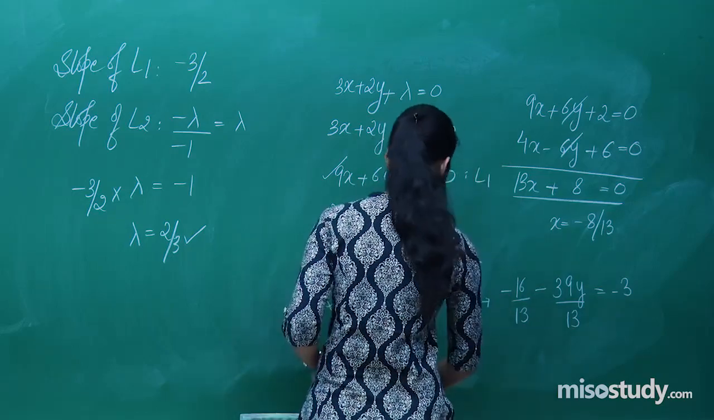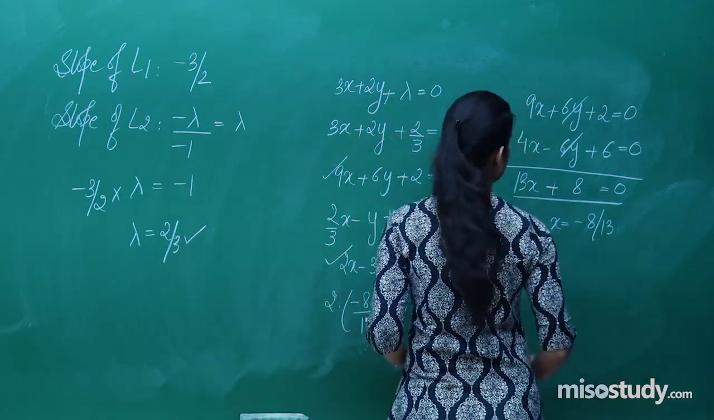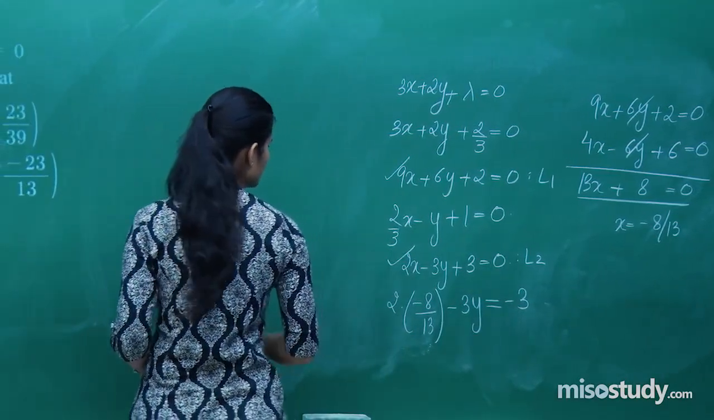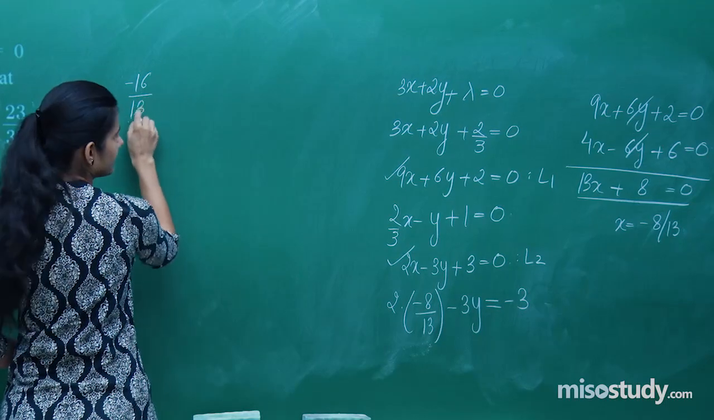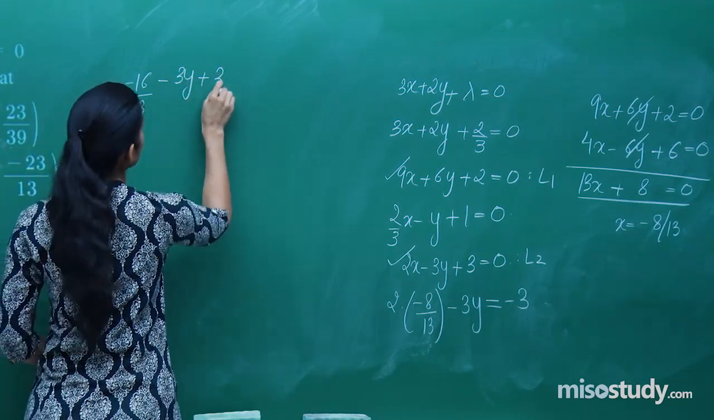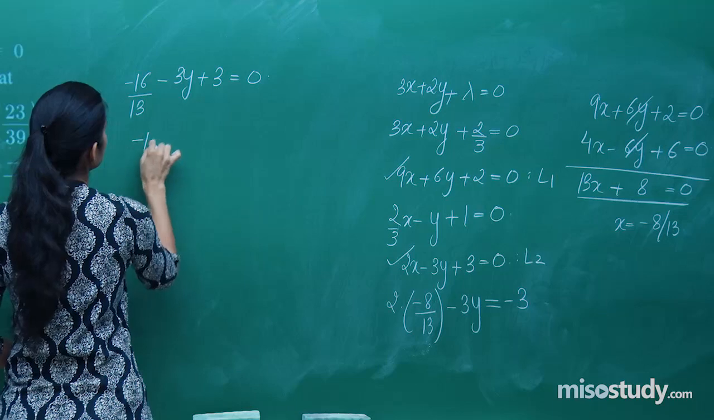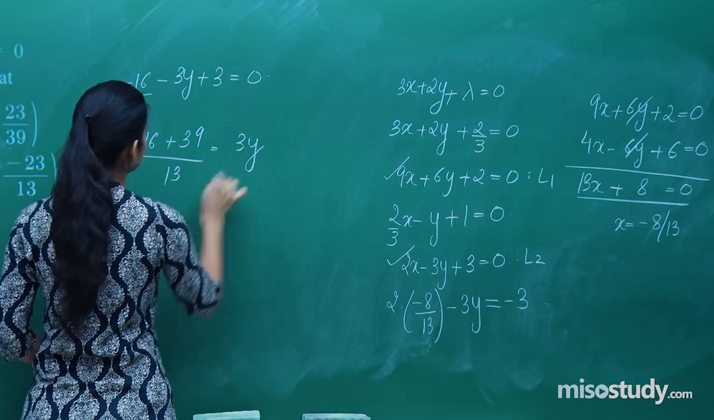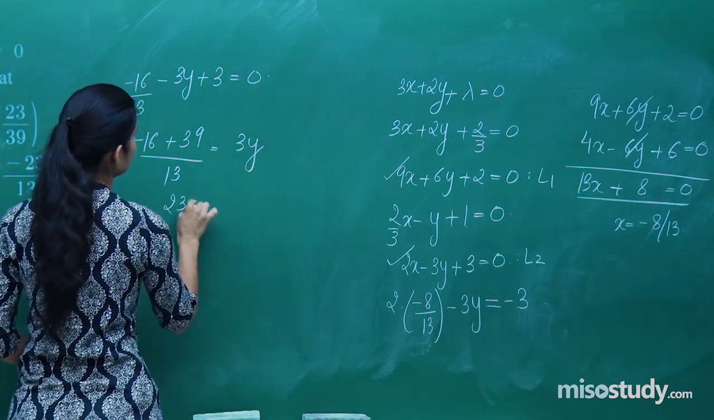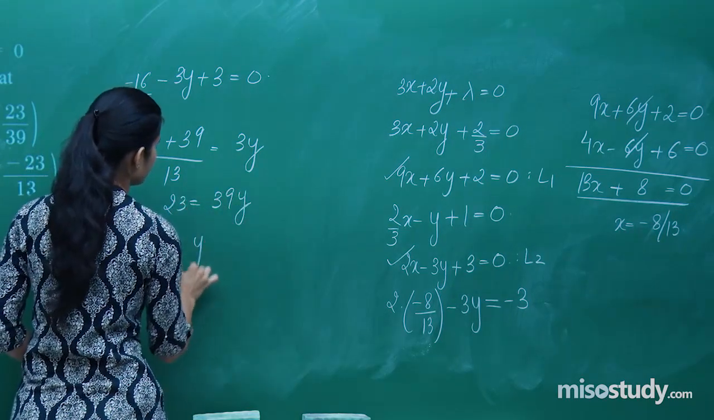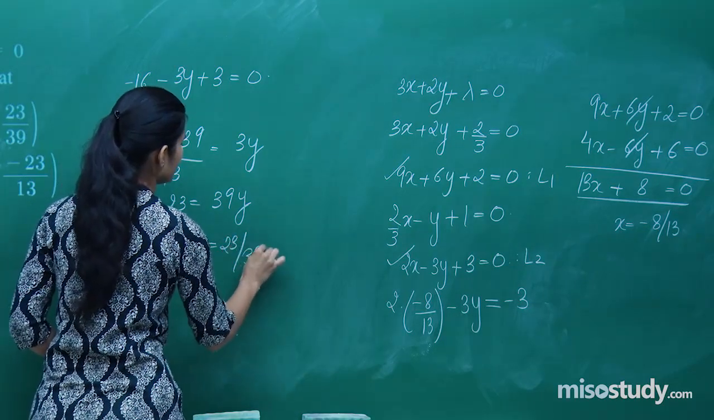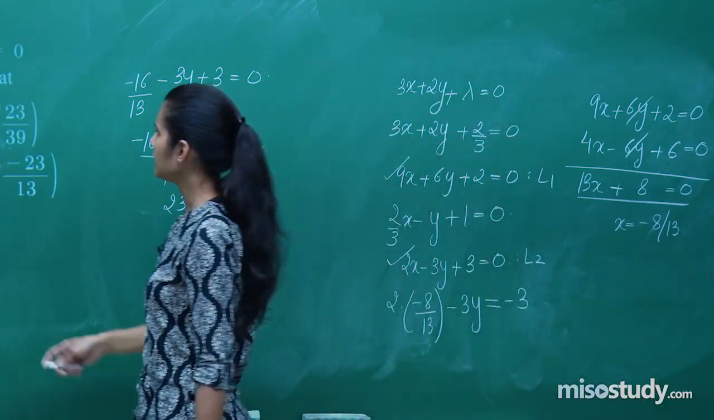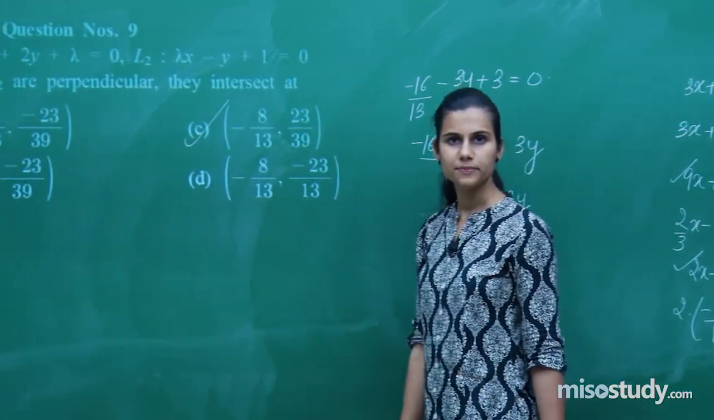Right. So what do you get from here? Or let me just remove this. X is minus 8 by 13. Let's work it out over here. So you have minus 16 by 13 minus 3y plus 3 equals 0. So this gives you minus 16 plus 39 by 13 equals 3y, which is 23 equals 39y. Y is 23 by 39. So x is minus 8 by 13 and y is 23 by 39. This is your correct option.